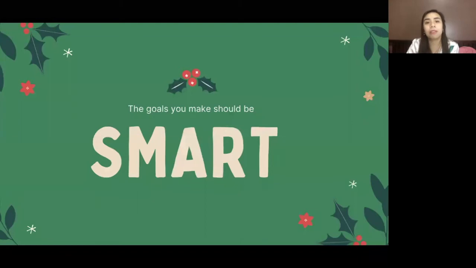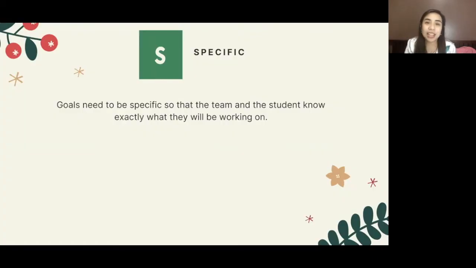Now let's talk about how you make your goals SMART. For those of you who don't know what SMART means, I will discuss it, and I hope this gives you tips on how to make goals for your clients. So S stands for specific. This is where your goals need to be very precise. It has to be specific in a way that when you read it, or when your CS reads it, when your client reads it, when your client's family reads it, they know that, okay, they will be doing this during therapy.